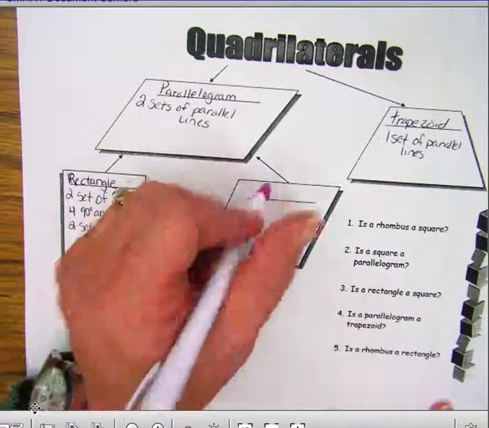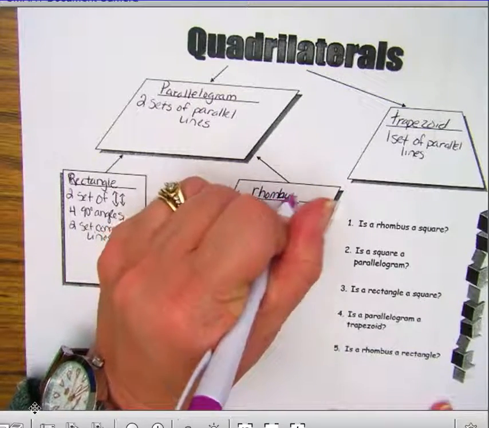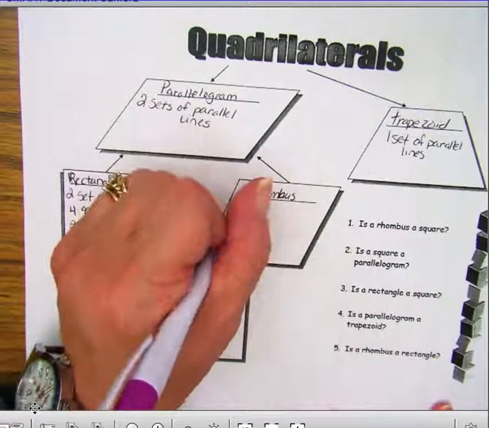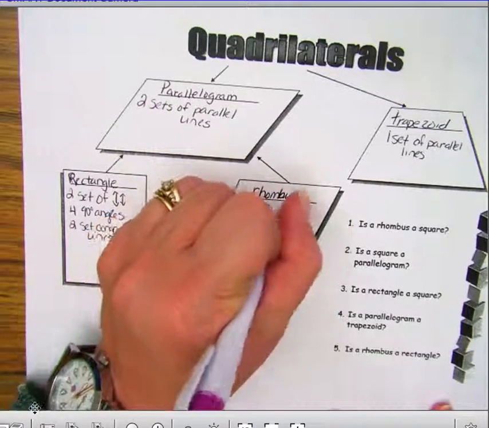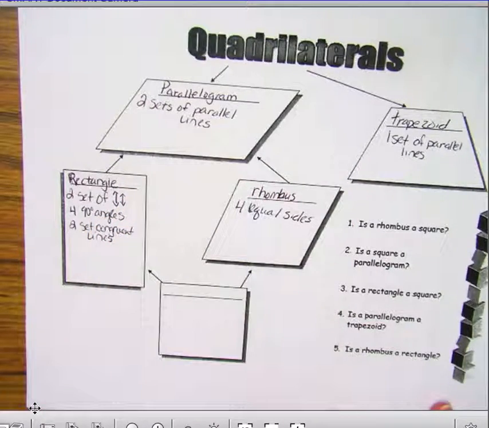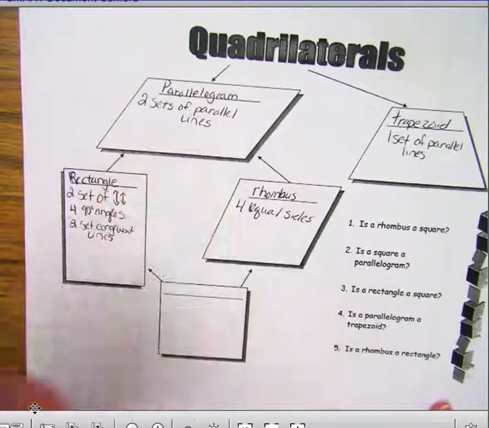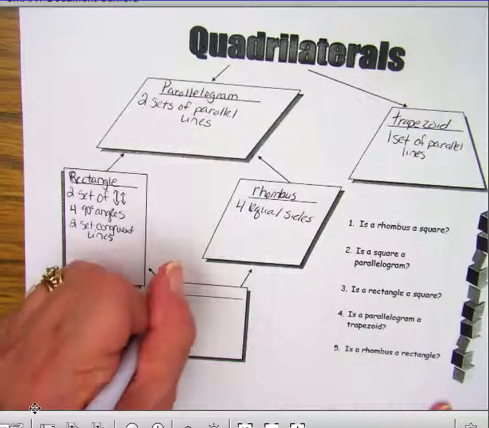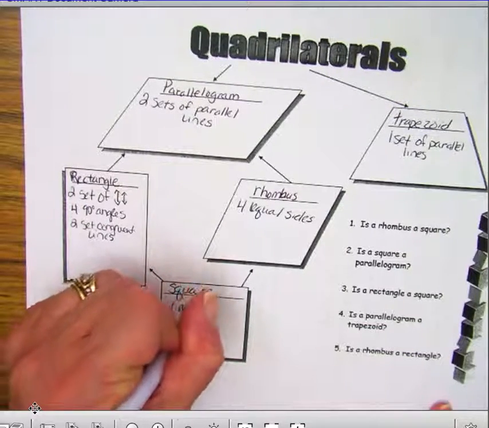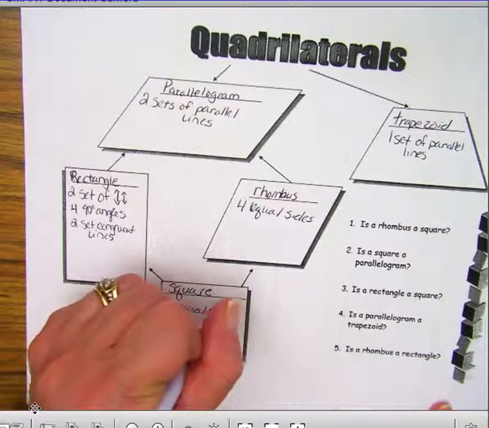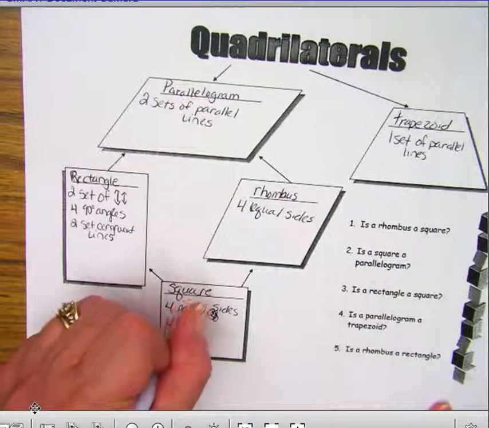Okay, and then here we have a rhombus. Okay, and it has 4 equal sides. All right, but that's it. It doesn't have 90-degree angles. Square is 4 equal sides. Spelling sides would be a good plan here. And 4 90-degree angles.